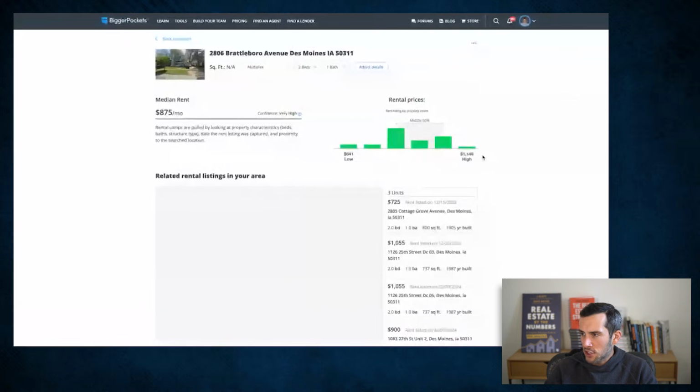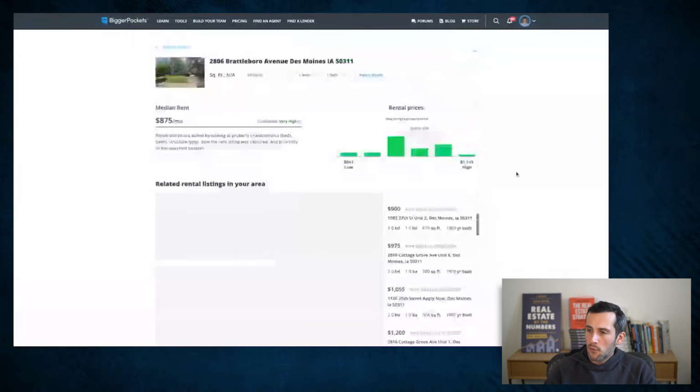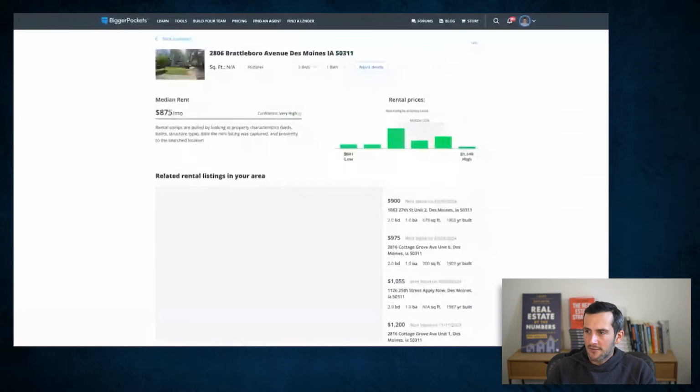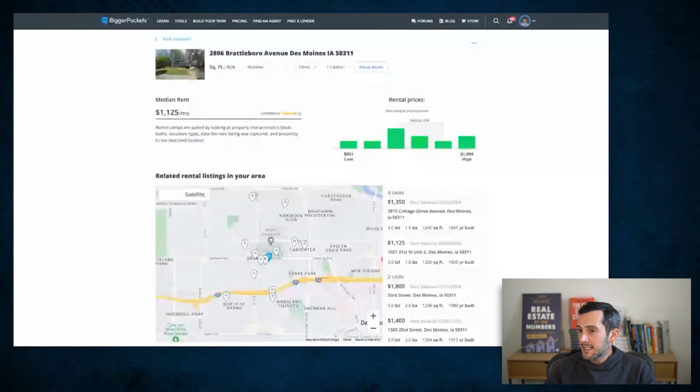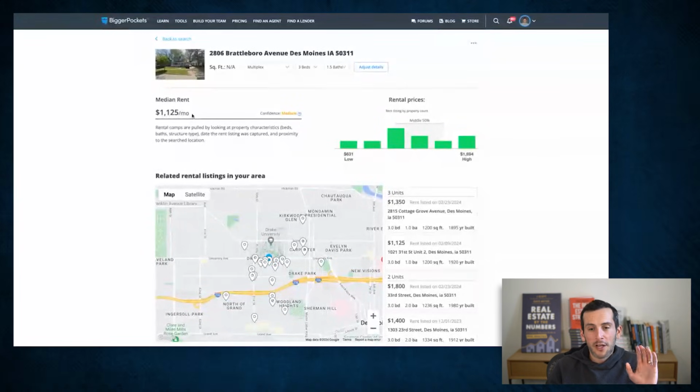But this one, it seems that there are good comps. You can scroll down and check those out, and see that for unit 1 here, we have about 875. I'm going to go check the second one though, because remember this is a 2 unit. So I'm going to go 3 bed, 1.5 bath and see what we got here. So this is saying 1125. So notice here that the BiggerPockets tool is saying that rent for both units combined is going to be 2,000, but the seller is saying it should be 2,500. We don't know exactly what it's going to be, but we're going to look at both things.